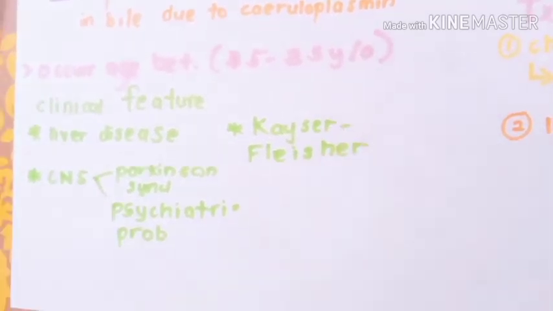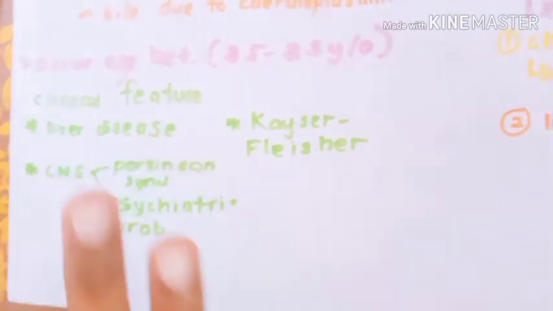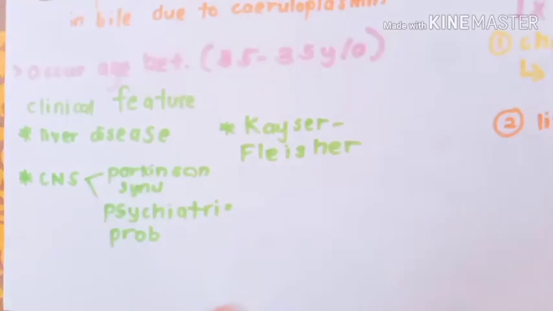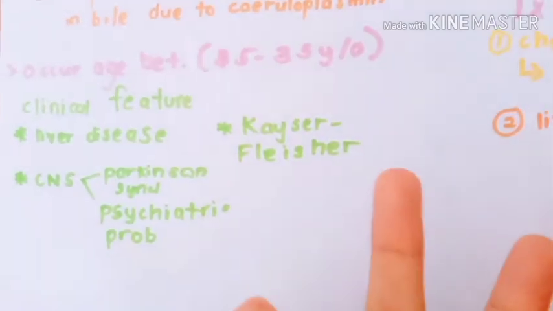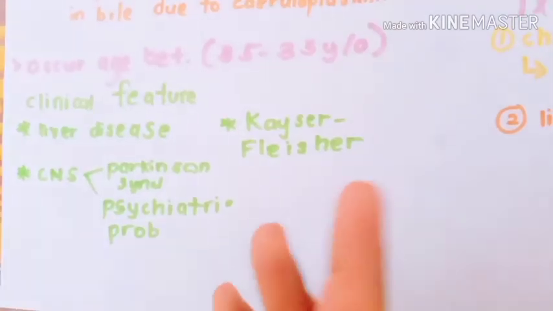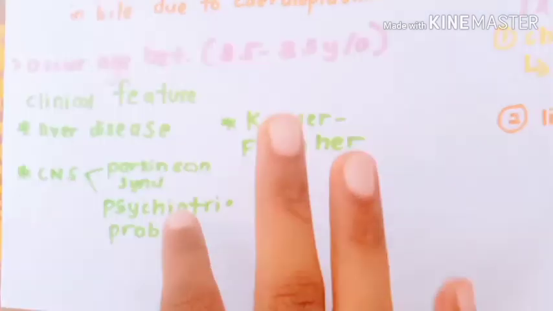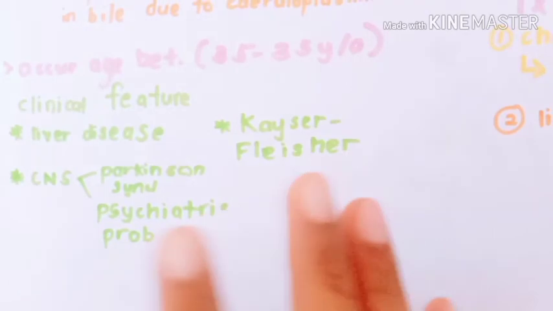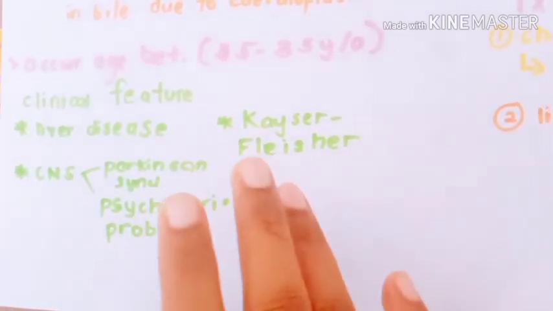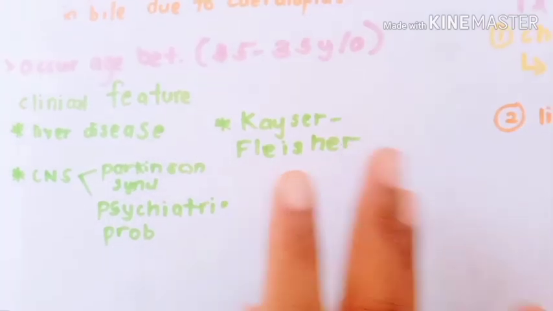Okay, next will be CNS. CNS involvement only occurs in the advanced stage. In the beginning we can't see changes or diseases of the CNS. Advanced-stage features include Parkinson syndrome and psychiatric problems. Most psychiatric problems will be like anxiety, depression, and so on.